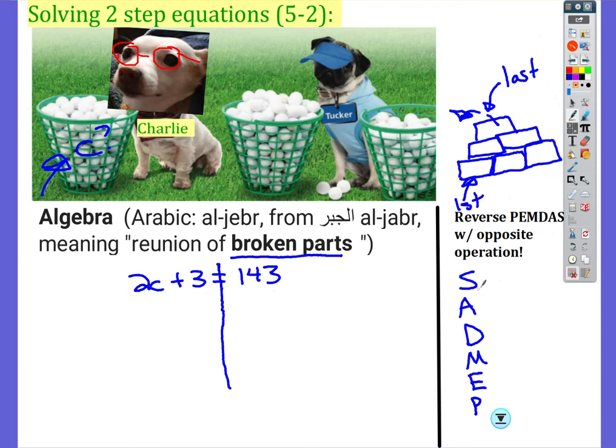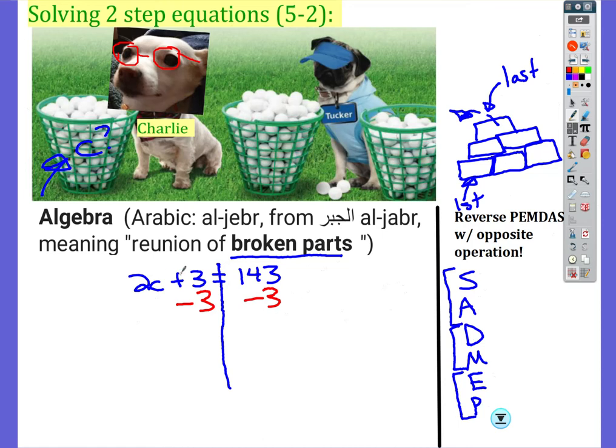So essentially, if I see subtraction and addition, I want to undo that first. Then I move down to my division and multiplication. Then I move down to my exponents and my parentheses. So let's SAD map it. If I see any kind of addition and subtraction, I'm going to undo it. So I see a +3 here. Let's undo that. Let's subtract 3.